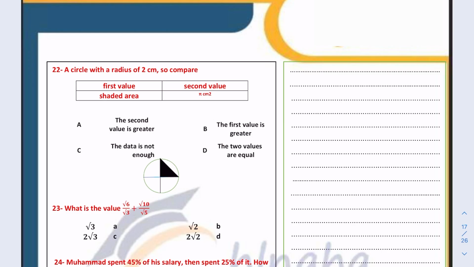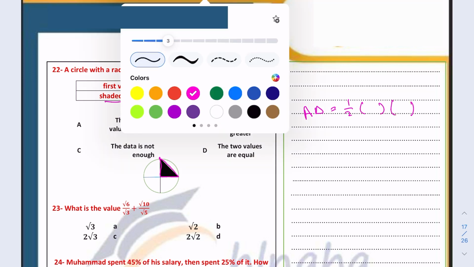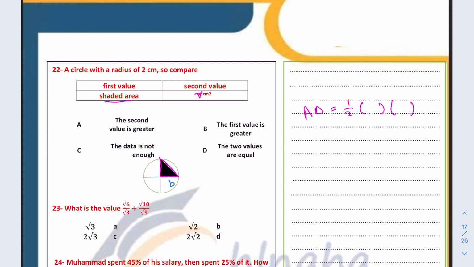A circle with a radius 2 centimeters. So compare between pi square centimeters and the shaded area. What is the shaded area here? It's a triangle. We know that the area of a triangle equals half times base times height. Where is the base and height? This is base and this is height.